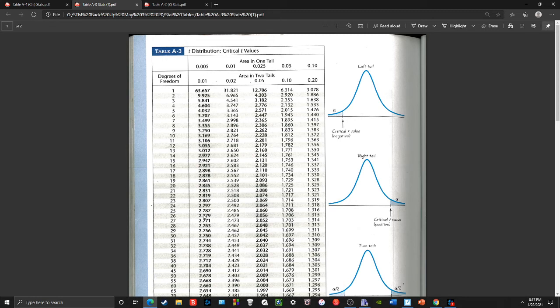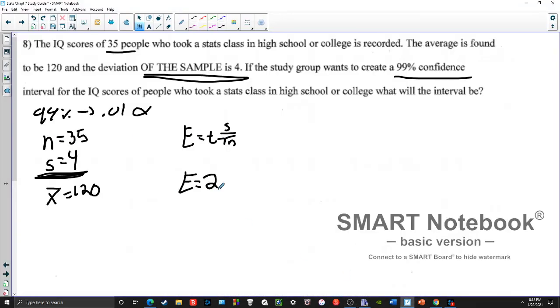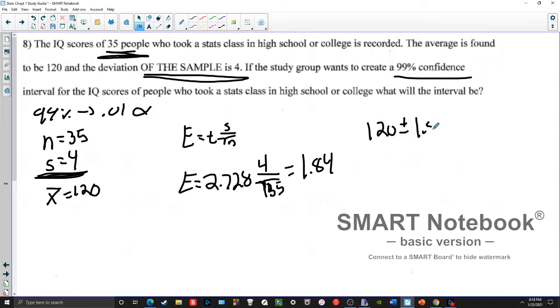Again, 0.01 is my alpha, 34 degrees of freedom. They cross right here at 2.728. So 2.728, and then my sample deviation is 4, and my n value is 35, because I have 35 people that were a part of this study. So I multiply all that together, and I believe I get 1.84, right, if my algebra holds true. And so my final answer would be 120 plus or minus 1.84. And again, you can physically do the plus or minus on the 120 if you so choose, but I would just leave it like this.